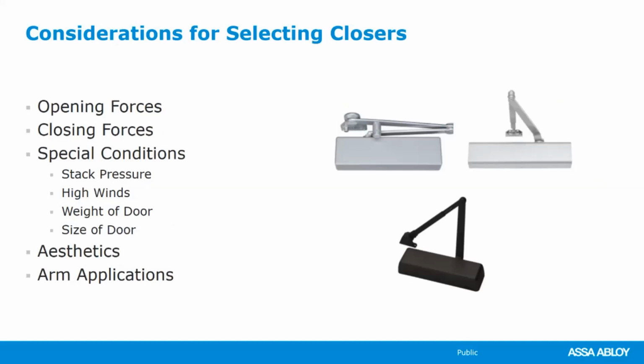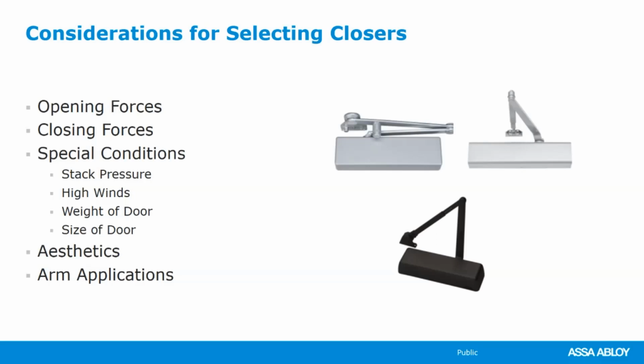Stack pressure in a building, we have to worry about that. It is the movement of air into and out of a building or a space that will actually inhibit the closing of the door. High winds on exterior doors can keep the door open longer than you expected or wanted if the door is not adjusted properly. Heavy doors will actually have an impact on the closer model that you choose, whether or not you'll be able to meet ADA requirements, as well as the mount of the closer is going to actually matter as well.